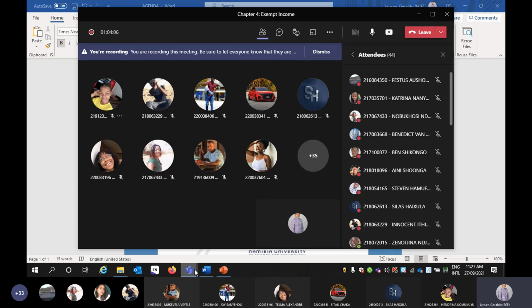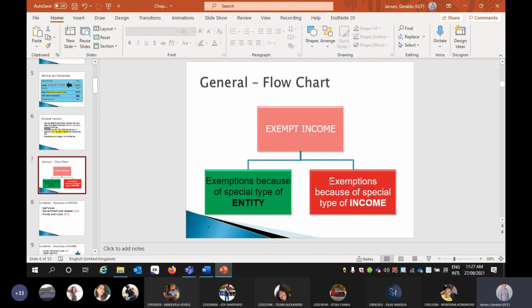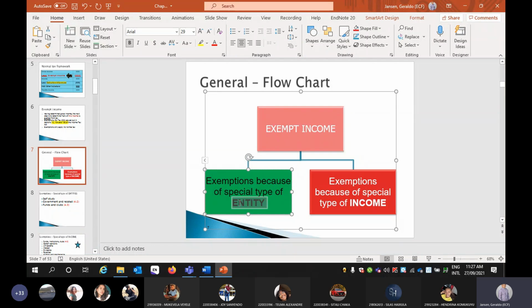Now, guys, we can end there for today. Just know that exemptions are only applicable in respect of normal tax. And then lastly, I can just show you that income will be exempted for two reasons: because it is an exempt or a special type of entity, or it is special income.